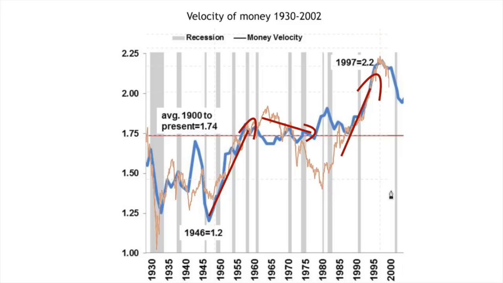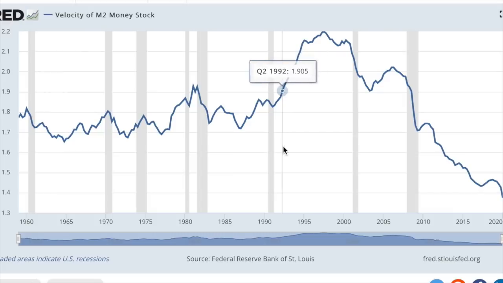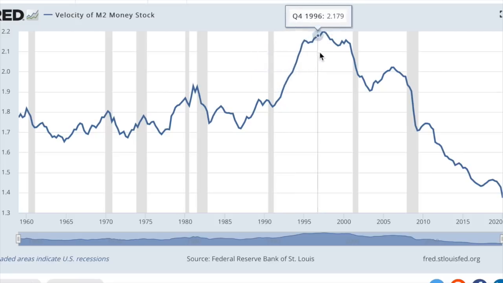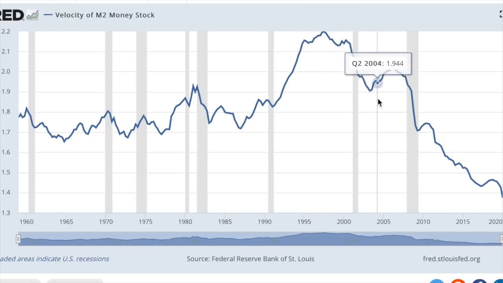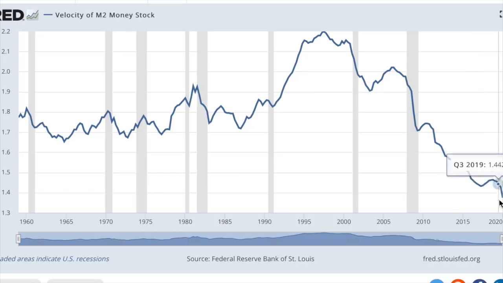So considering that the stock market has outperformed in the past 10 years, you'd probably guess that the velocity of money has been going up. That the blue line on this chart looks something like this. Well, you'd be wrong. I'm going to show you the velocity of money right now. This is an up-to-date chart of the velocity of money, and you can see we peaked right here in 1997. And the velocity has been decreasing ever since, all the way to now in 2020.